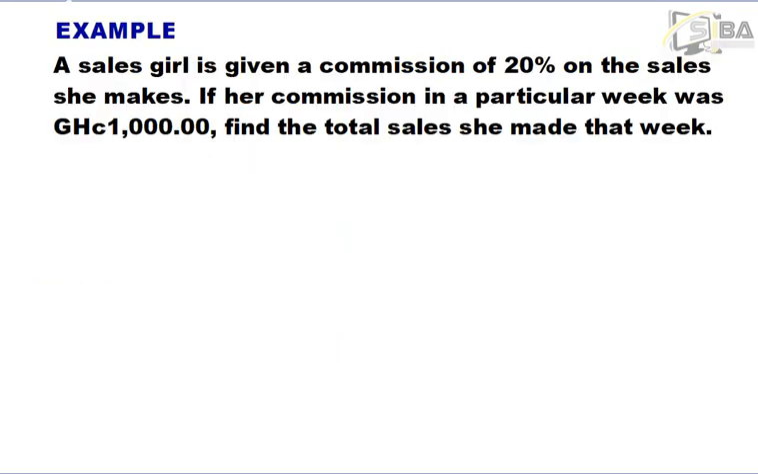A sales girl is given a commission of 20% on the sales she makes. If her commission in a particular week was 1,000 Ghana cedis, find the total sales she made. We are going to solve this question together. Make sure you follow attentively.